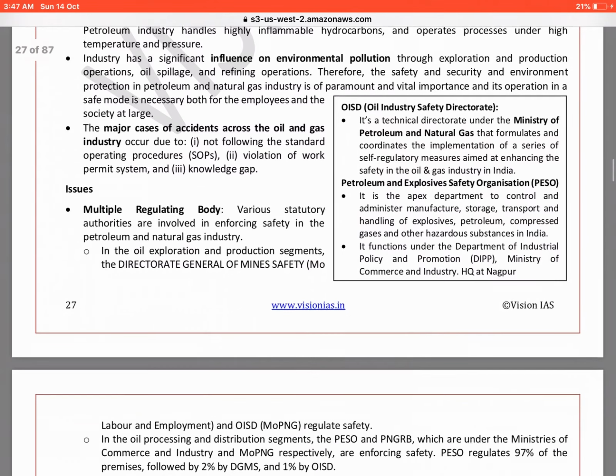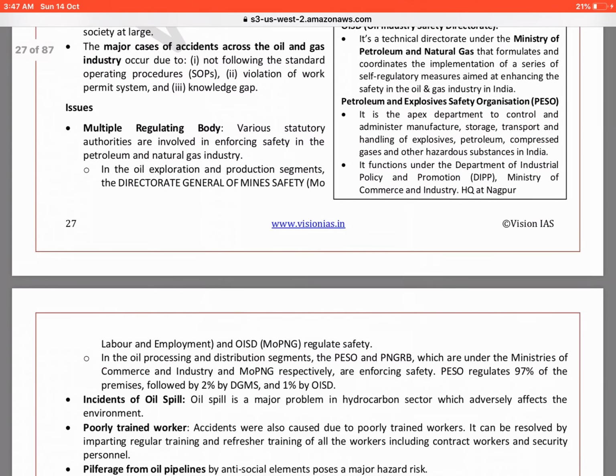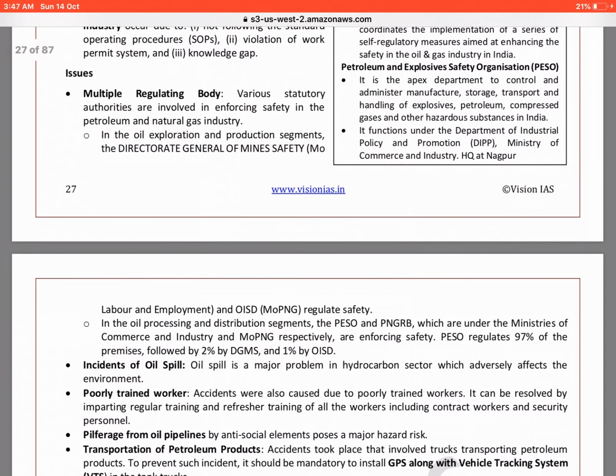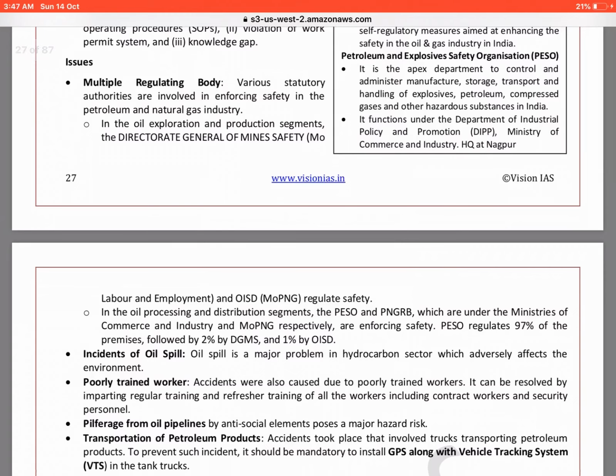Another issue they have talked about is that multiple regulating bodies are there in the oil exploration and production segments. The Directorate General of Mine Safety comes under the Ministry of Labor and Employment, and OISD comes under the Ministry of Petroleum and Natural Gas, and in oil processing, PESO and PNGRB come under the Ministry of Commerce and Industry. So you can see that so many ministries and departments are involved: Ministry of Labor, Ministry of Petroleum and Natural Gas, Ministry of Commerce and Industry. Three ministries are regulating.